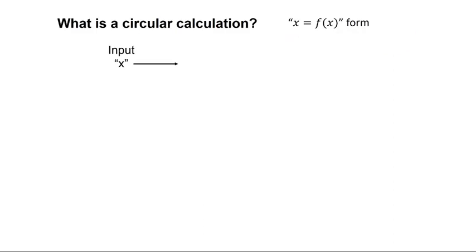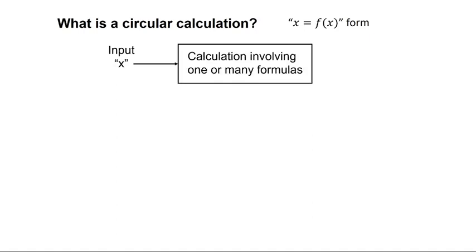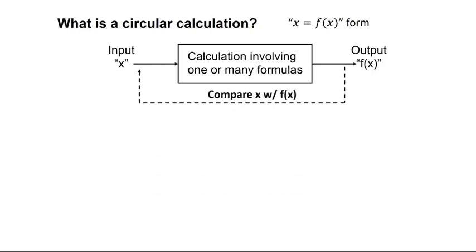We have an input, that's our x, so we guess an x. We have a calculation involving one or many formulas, so we can have linked cells on the spreadsheet, 3 different formulas, but the end result is some sort of output, f(x). If we're trying to solve the x = f(x) problem, what we do is we compare x with f(x), because if the input equals the output, then we know that we have found the solution to the x = f(x) problem.